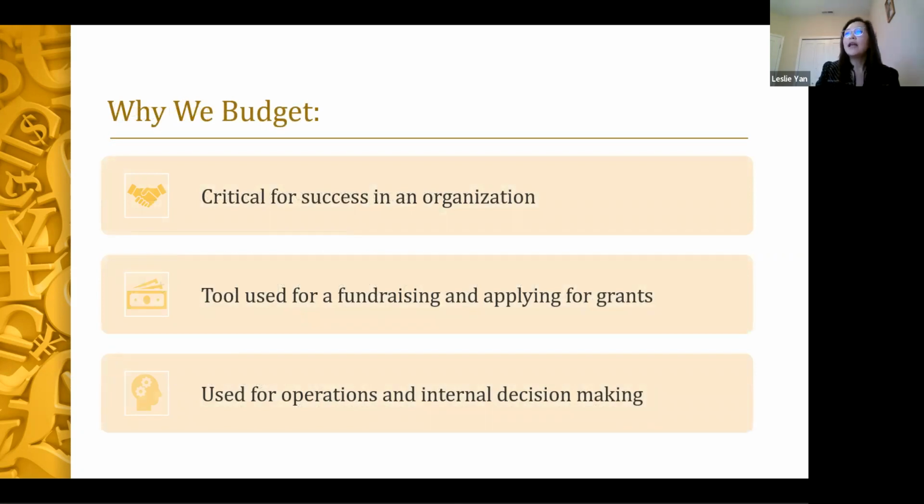Why do we need a budget? A budget is a very crucial tool for successful organizations. It's crucial because it helps us plan for the future. It can also help us evaluate the organization's financial health by comparing the actual expenses to the budget. Another important use of the budget is that it provides accountability. When there's a budget, people are more conscious of their spending.